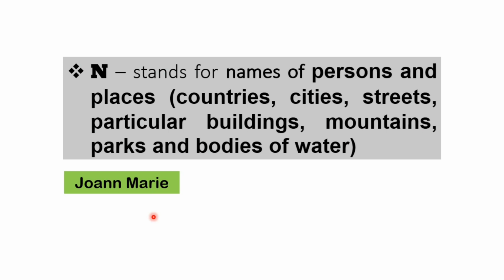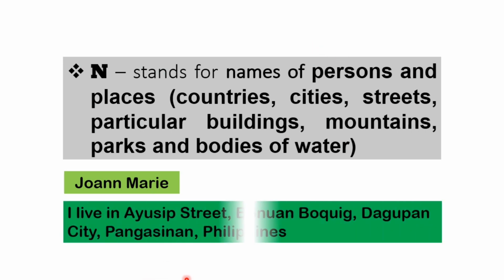Next, we have names of places. So I have here an example. I live in A. Yusuf Street, Bunuan Bukid, Dagupan City, Pangasinan, Philippines. So in this example, we have here the name of the street, A. Yusuf Street. So we need to capitalize letter A in A. Yusuf and S in Street. Next, we also have here the name of the barangay, Bunuan Bukid. We need to capitalize B in Bunuan and B in Bukid. We also have here an example of the name of a city, which is Dagupan City. So we need to capitalize letter D in Dagupan and C in City.